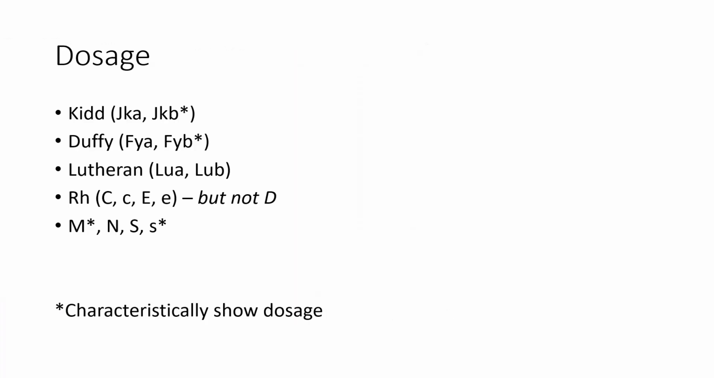Let's take a look at antibodies that are capable of showing dosage. Remember, dosage is where you have weaker reactions when the red blood cell has the heterozygous form, and stronger reactions when that red blood cell has the homozygous form of a particular antigen. Antibodies that are capable of showing dosage include the KID blood group system, Duffy, Lutheran, the RH blood group system except for anti-D, and the MNS blood group system.